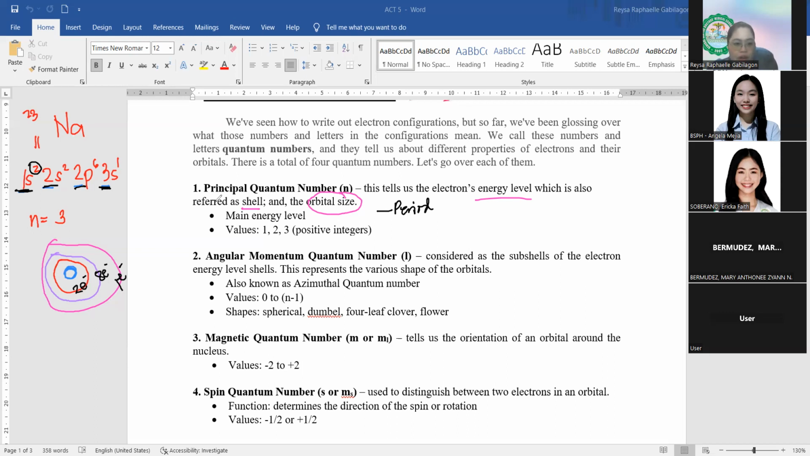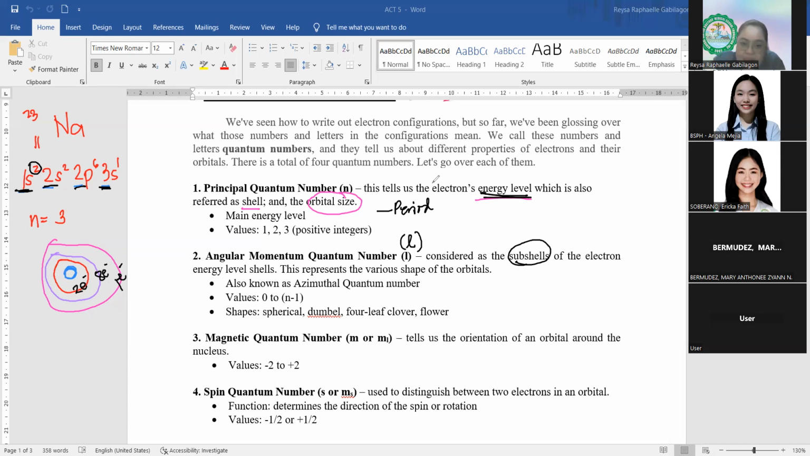Now, moving on, we have number 2, the angular momentum quantum number. So that is represented by the symbol L. Actually ganyan yung pagkasulat, kanang pinakatay na L. Okay? Angular quantum number, or this is also known as the azimuthal quantum number. Yung principal quantum number is the main energy level or the shell. Ito naman, ang nire-represent nito is the subshells.